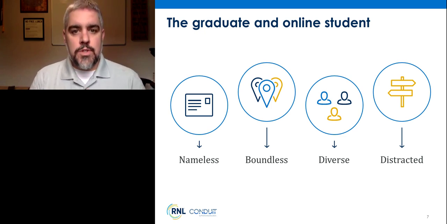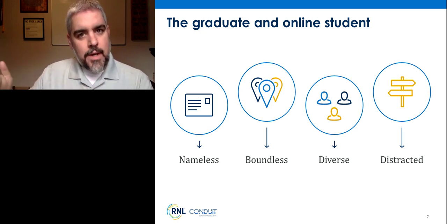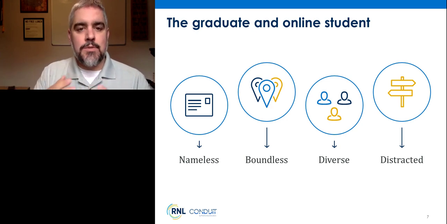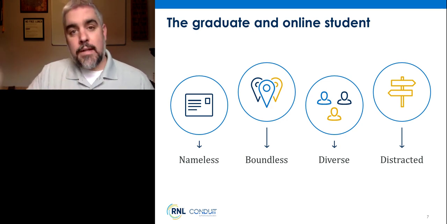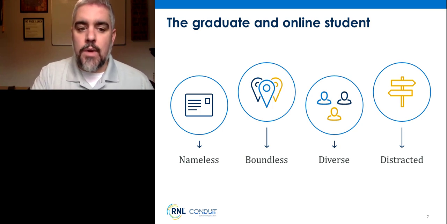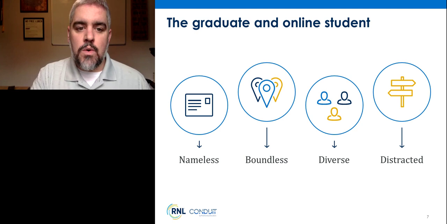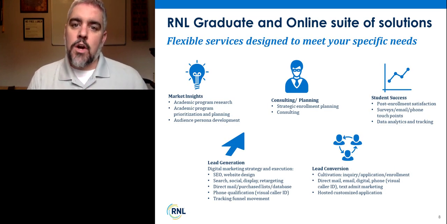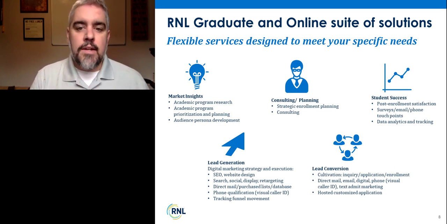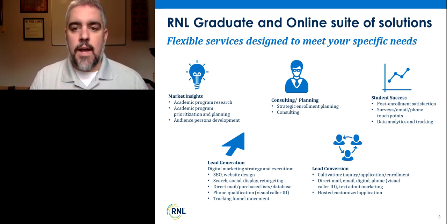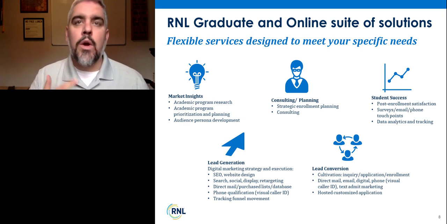And so the challenge with those students is they enroll eventually, but how do you continuously engage them so they enroll with you at that process and earlier if you can, right? So we want to help students get through that process as quickly as possible. So when we think about the way our friends at RNL go about doing it, there's a variety of different ways that they support when it comes to graduate and online student search and outreach, right? Things like market insights, understanding what type of programs you should be offering, consulting and planning, helping you to understand what you should be forecasting.